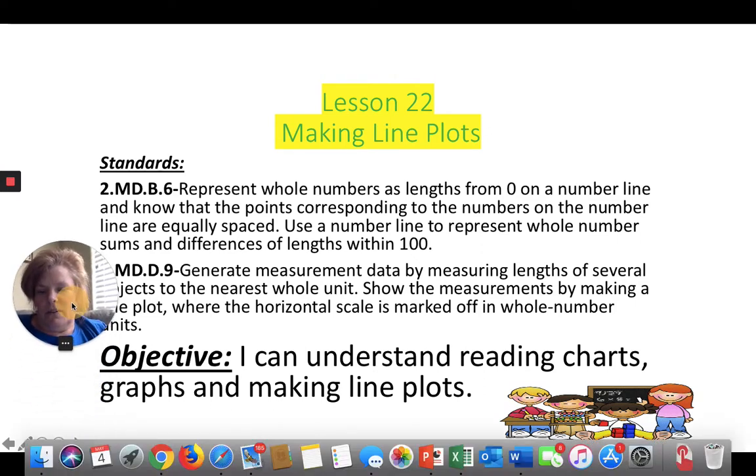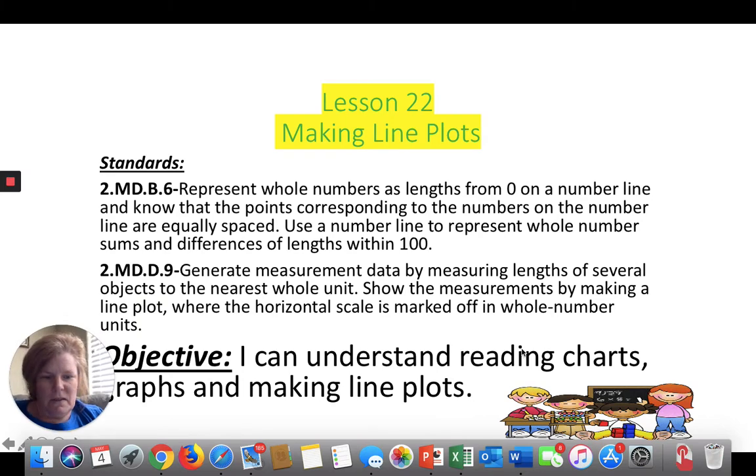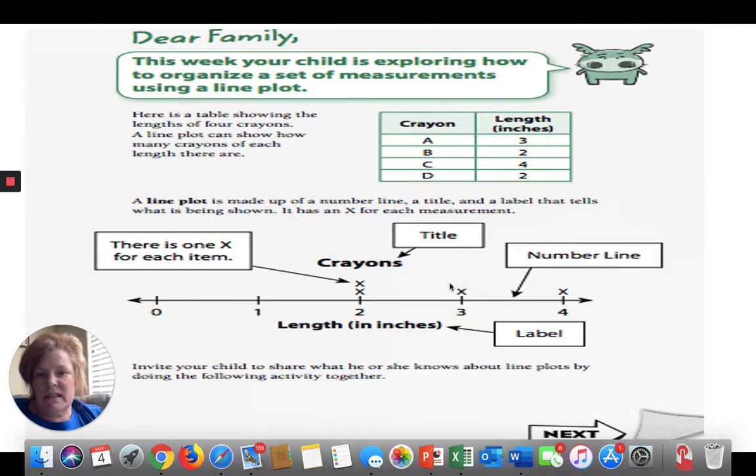Now that word right there is graphs. Sorry about that. Move that over. This is what's in your packet. You have a family letter. This right here is a table of different crayons, A, B, C, and D, and this is how many inches they are. Crayon A was 3 inches, crayon B is 2 inches, crayon C is 4 inches, and crayon D is 2 inches.